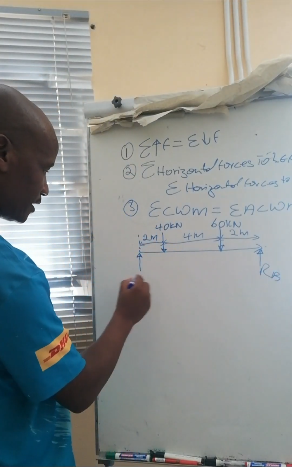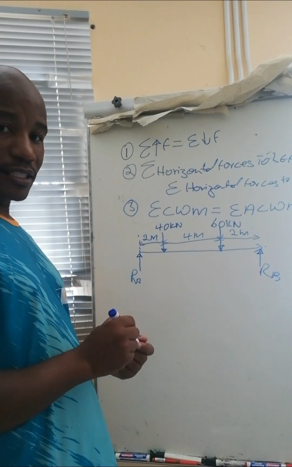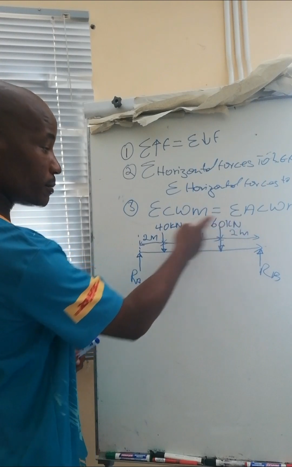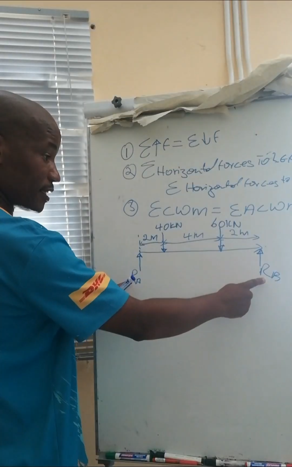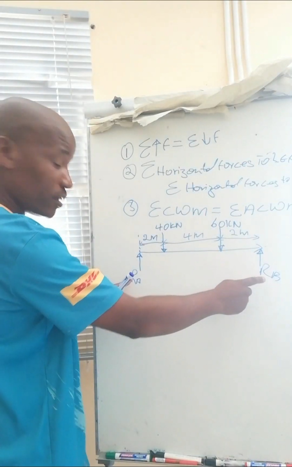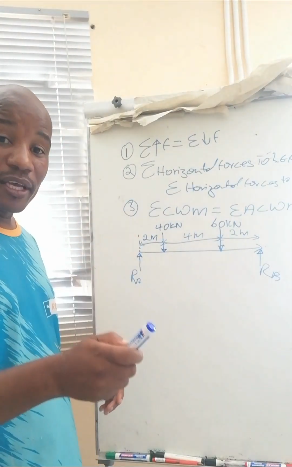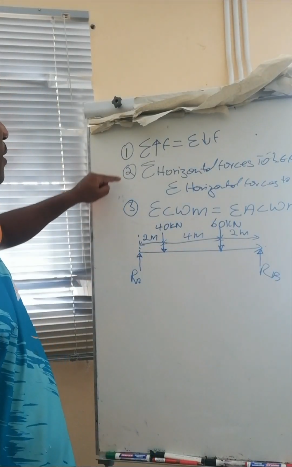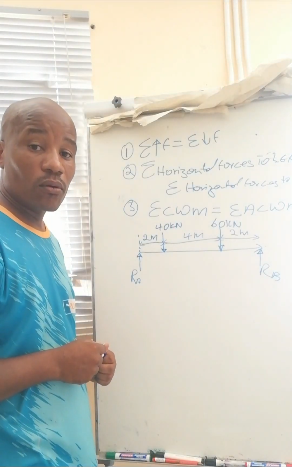This is the reactional support. Let's say the reaction at B, and the reaction at A. Basically, in the exam you will be given this, and you have to calculate the reactions at the supports. And if you calculate the reactions at the supports, you have to take moments, and your calculations should satisfy these three conditions, otherwise your beam is wrong.